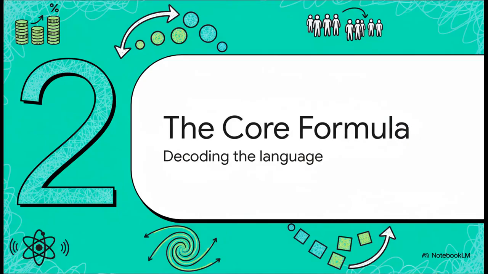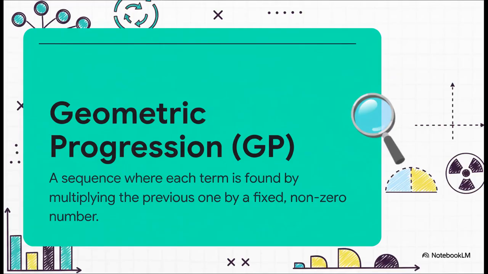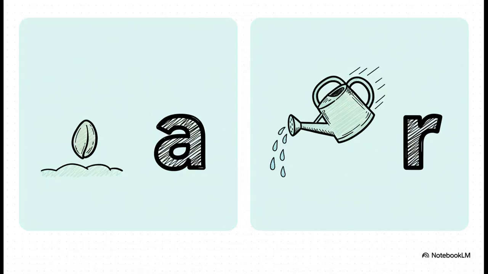All right, section 2, the core formula. Now that we know what it is, let's start decoding the language of how it all works. So here's the official name for our pattern, geometric progression, or GP for short. And the key idea is right there in the definition. It's a sequence that's built by multiplying by the exact same number over and over again. Simple as that.